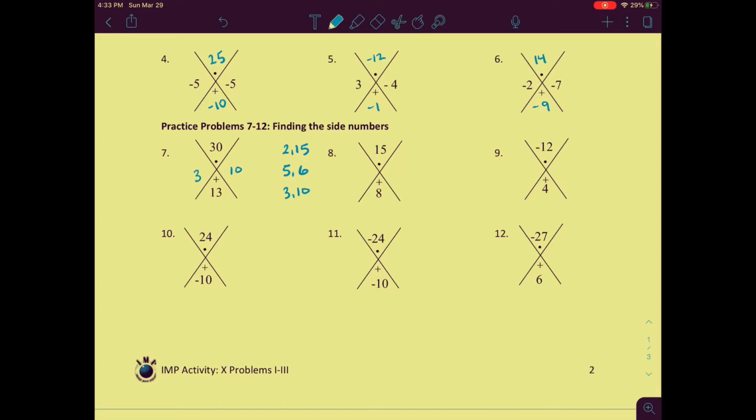And that's my answer. For number 8, I want to think of two numbers that multiply to 15 and add up to 8. Hopefully you're able to figure them out pretty quick: 5 and 3. Those two numbers multiply to 15, and 5 plus 3 gives me 8. Now for number 9, I have -12 and 4. Again, you want to think of two numbers that multiply to -12 and add up to 4.